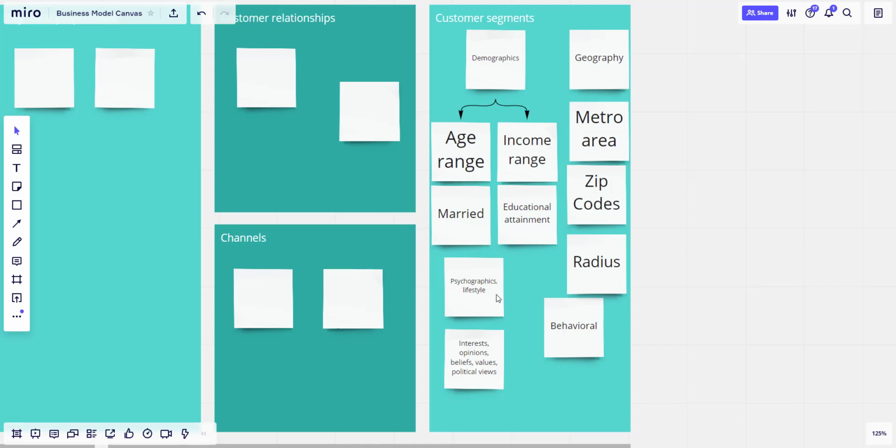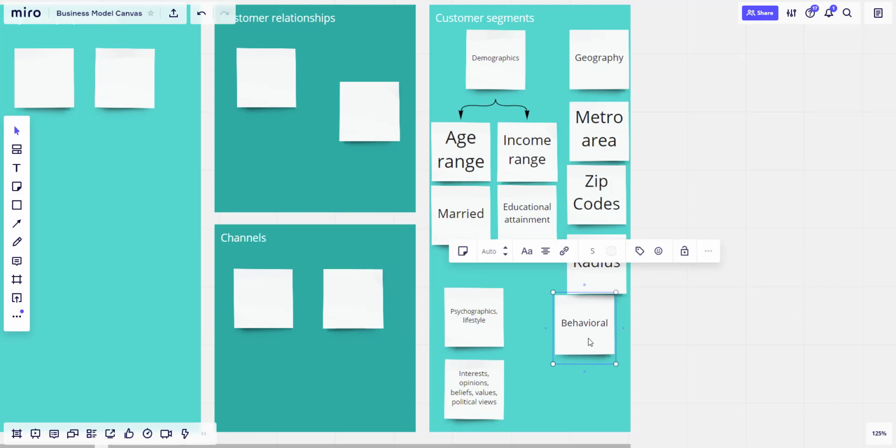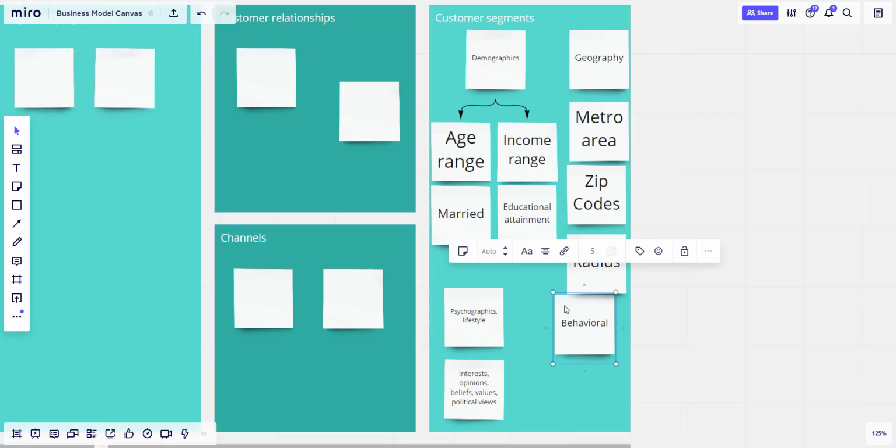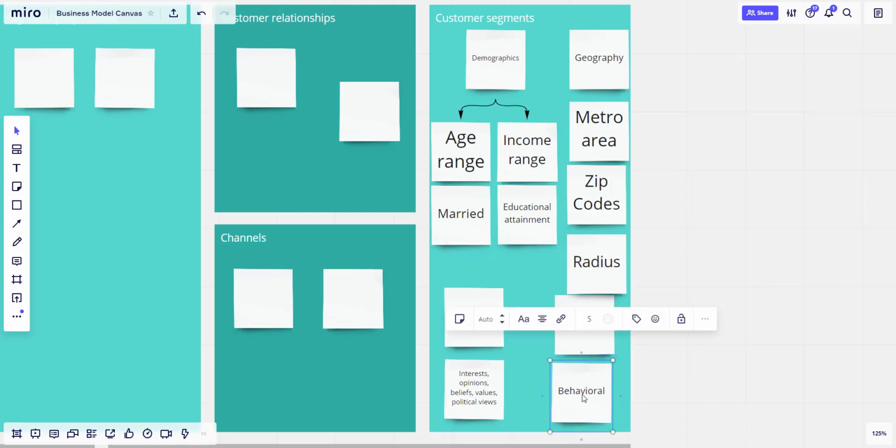All right, so let's take a look at the fourth and final bucket here for customer segmentation, and that is behavioral. So these are the things not that we think, not that we say, or that we can count through demographic research, but these are the things that we do and that we can observe in our consumer. So what do they do?